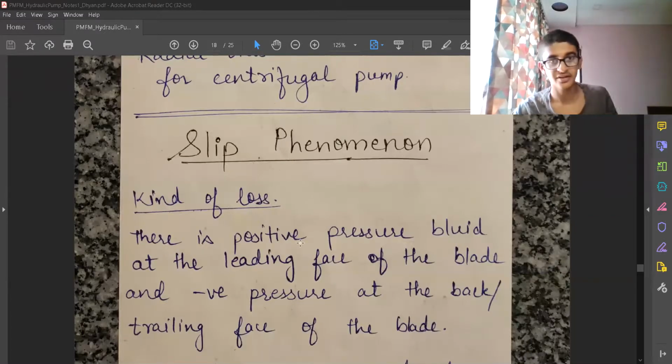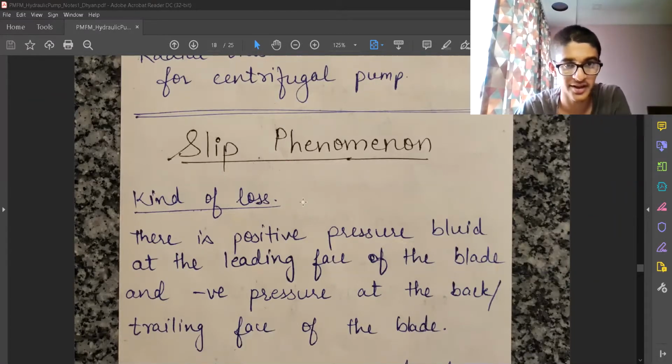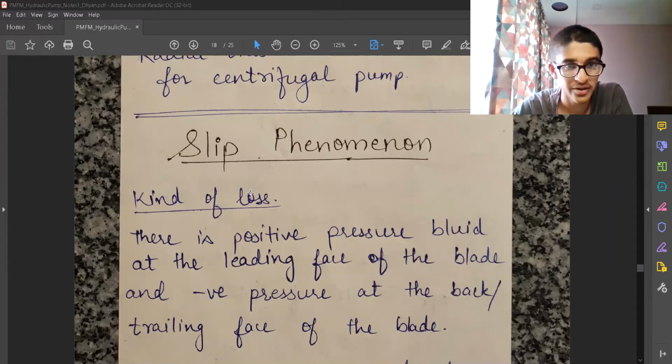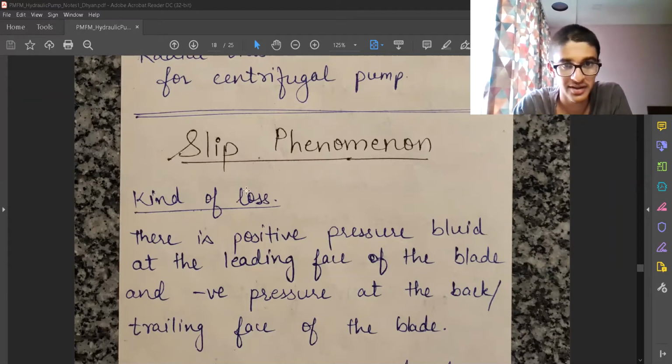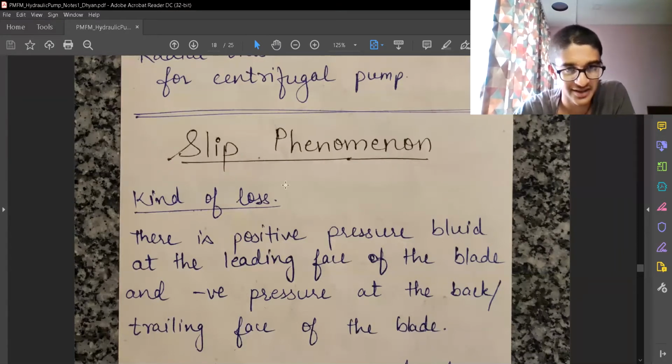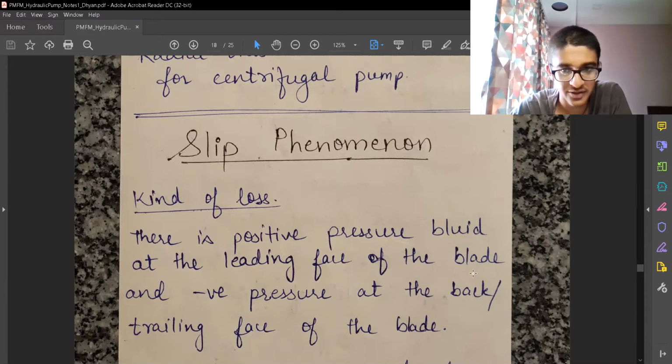So earlier we have seen three different kinds of blade configuration, that is forward, backward and radial blades. In this, we are going to have a look at different kinds of energy loss which can happen in our fluid machine. So the first kind of energy loss is the slip phenomenon. It's a kind of loss, and let's read. There is positive pressure built at the leading face of the blade.